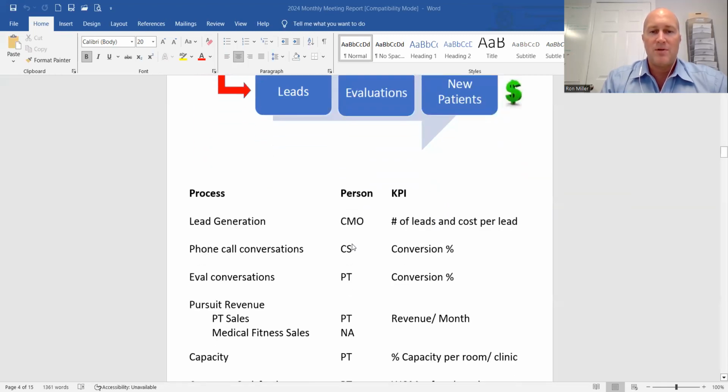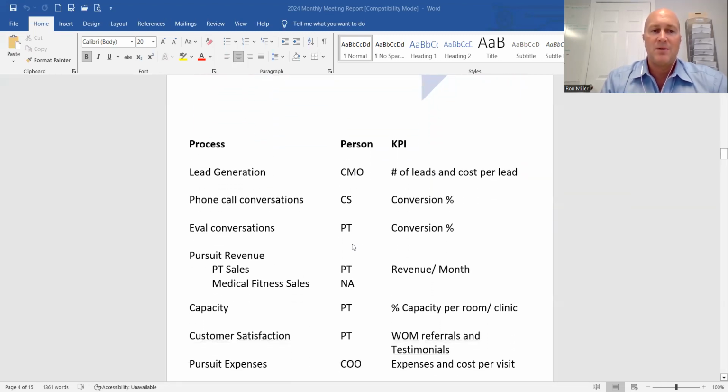So this will highlight what the process is, who's responsible for it, and what the KPI is, which is the key performance indicator. What stat are you going to use to measure this? You could have a list of so many stats, but what you want to do is just pick one or two stats of how you're going to actually measure this.